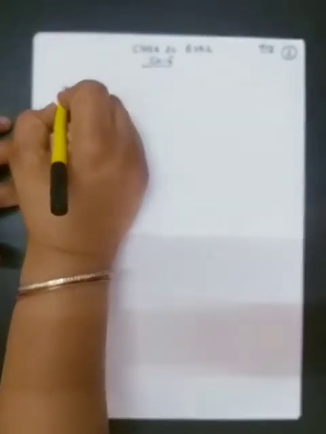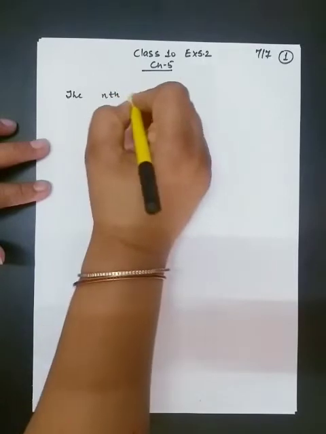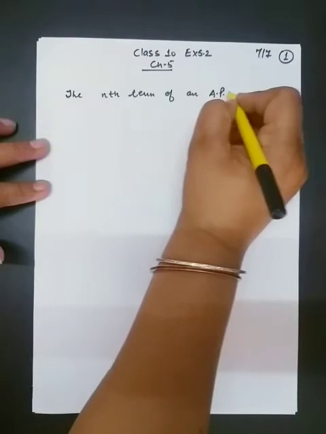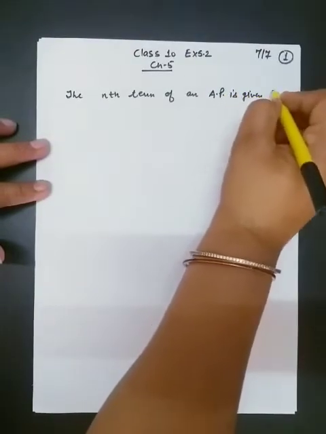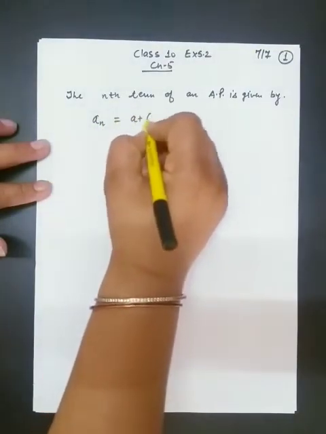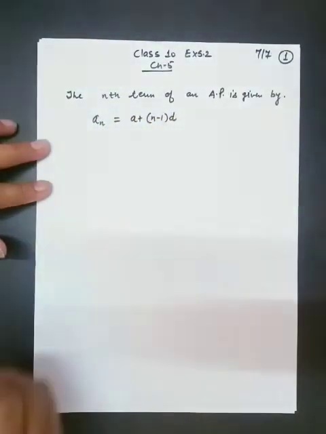Today, we are going to do exercise 5.2 of chapter number 5. Before starting this exercise, we are going to do a formula. The nth term of an AP is given by an is equal to a plus n minus 1 into d.